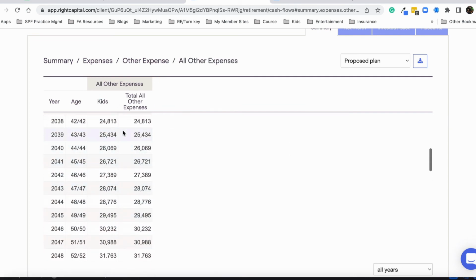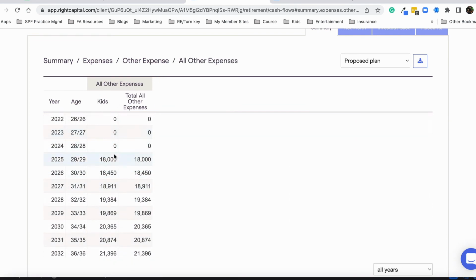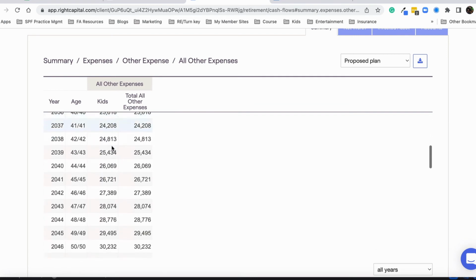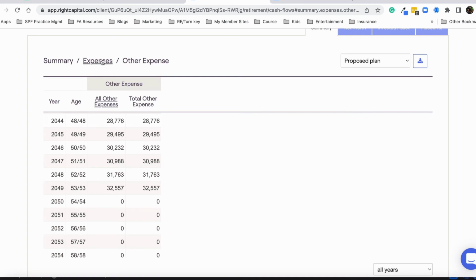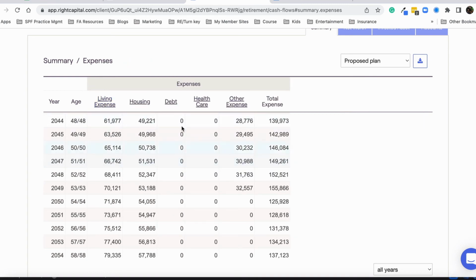Yeah, so we could see we did from 2025, and we're inflating it also all the way up through 2049. So we did 25 years of having that additional expense. So at least we're accounting for it in here. And even with that expense, we have nice positive cash flow through all those years.